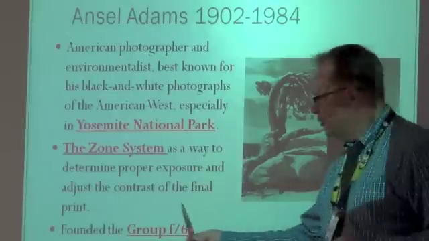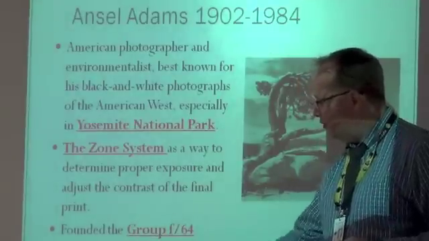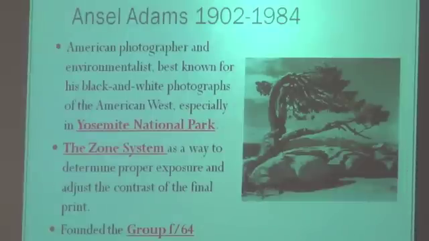The group they call themselves is called Group F64. And again, unless you're a photographer, you don't understand that. That's an aperture setting on a camera lens, F64. And that's the setting that this group used for their exposure of light into their camera. Again, you would have to understand photography, I guess, to really appreciate that. Last couple of years, I've had several students who were photographers themselves and recognized that immediately.